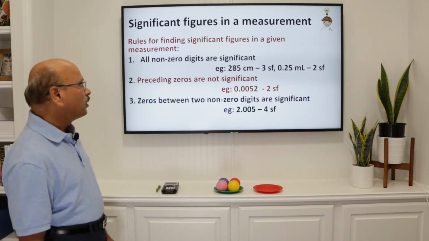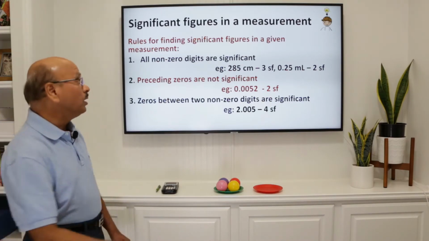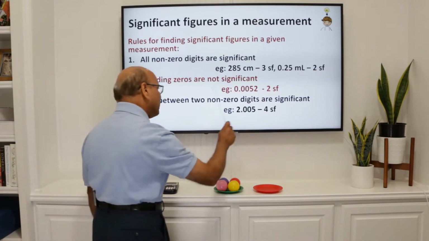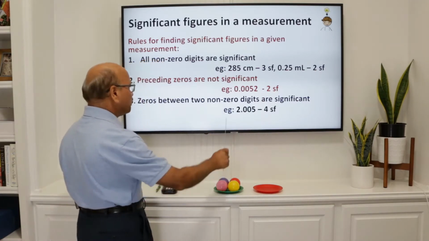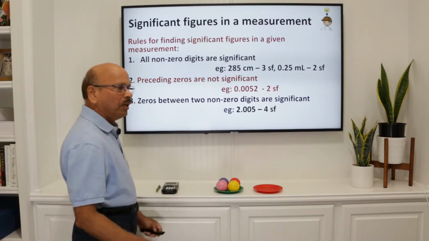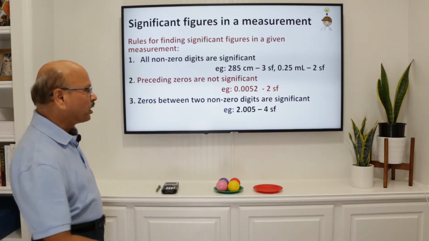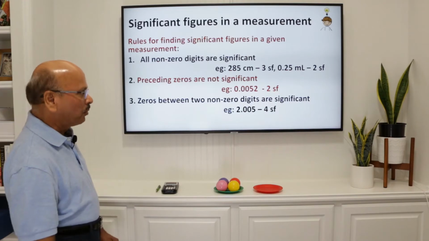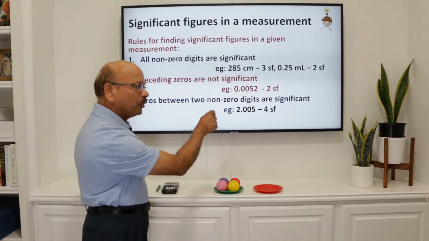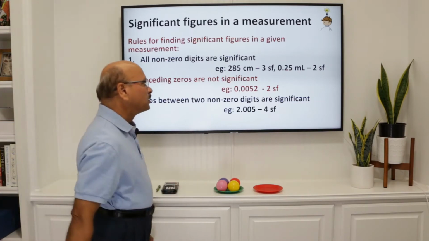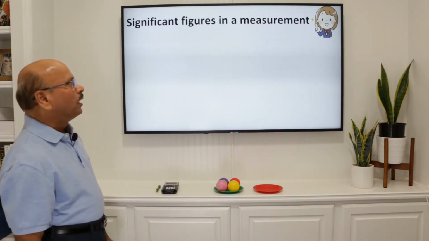Now, zeros between non-zero digits actually come in while we are measuring, and so they are significant. They come into the measurement when you are measuring the particular value, so they are significant. Let's call them inner zeros. Inner zeros are significant.